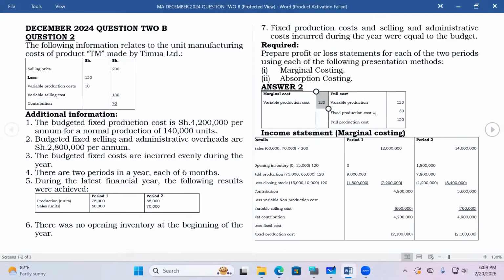OAR stands for what here, somebody? Overhead absorption rate. You can see they are not here because here we have variable selling. When I come to note 1, additional information 1, they have told me the budgeted fixed production cost is 4.2 million for a whole year, isn't it? And we want to absorb this to each unit. The budgeted fixed production cost is 4.2 million per annum for a normal production of how much here, somebody? 140,000.